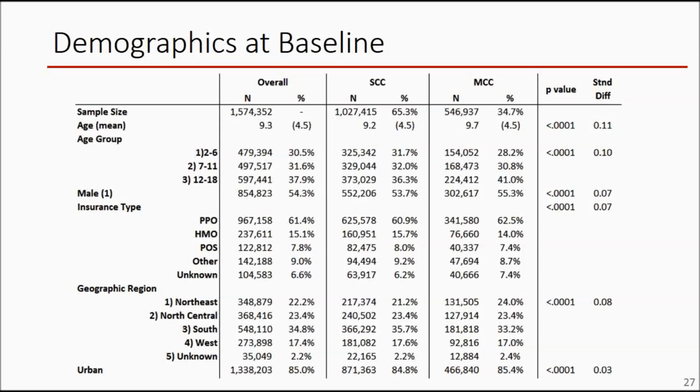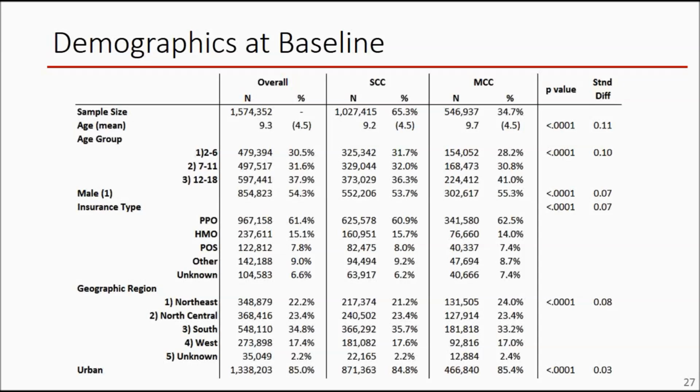Demographics at baseline, there weren't really many differences between the SCC and MCC group. I will put this caveat out here now and it comes back again later. P-values in this population are pretty much meaningless for interpretation. Everything's statistically significant because it's such a large sample size. That's why on a lot of these you'll see standardized differences presented next to them to try and give you an idea of the magnitude of difference between the SCC and the MCC group.